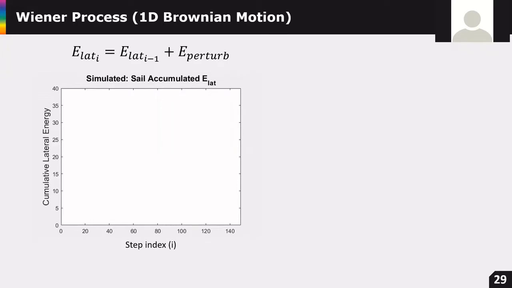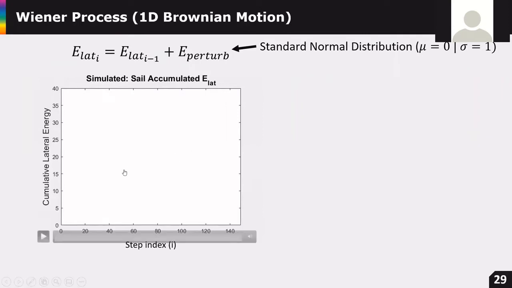To demonstrate that, I created a quick little simulation here where I took the energy at one moment and added a perturbance to it to determine the next moment's energy, and that perturbance was selected from a normal distribution with a mean of 0 and a standard deviation of 1.